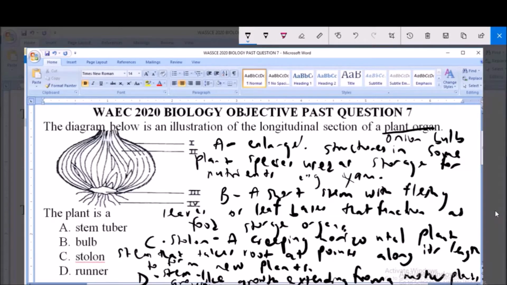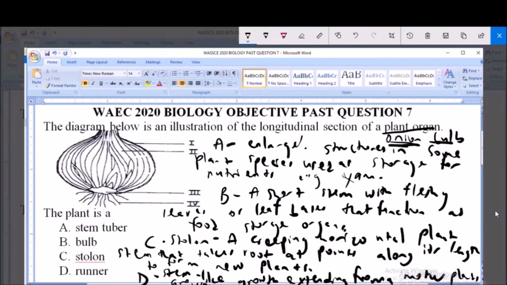So from this description we have given option B, which is bulb, a short stem with fleshy leaves or leaf bases that function as food storage organ, is what can be best used to describe the onion, as you have even onion bulb amongst this name.